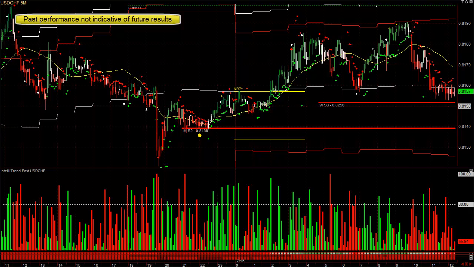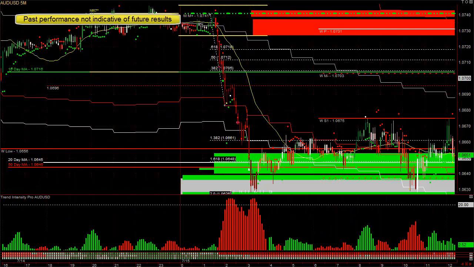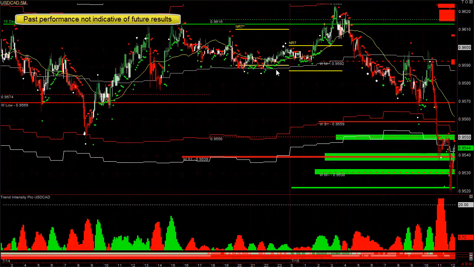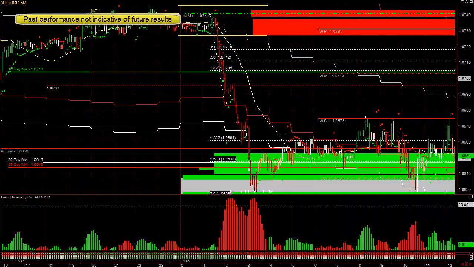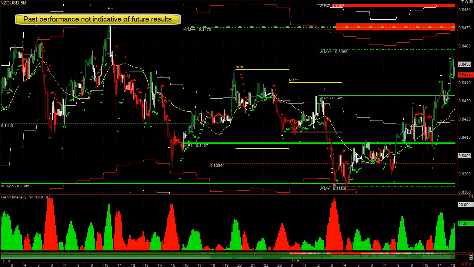This breakout here led to a profitable trade. Here's another double narrow range pattern. It broke out, and you can see it went up about 25 pips. Unfortunately, not with a lot of strength. Double narrow range pattern here, broke out 20-30 pips.